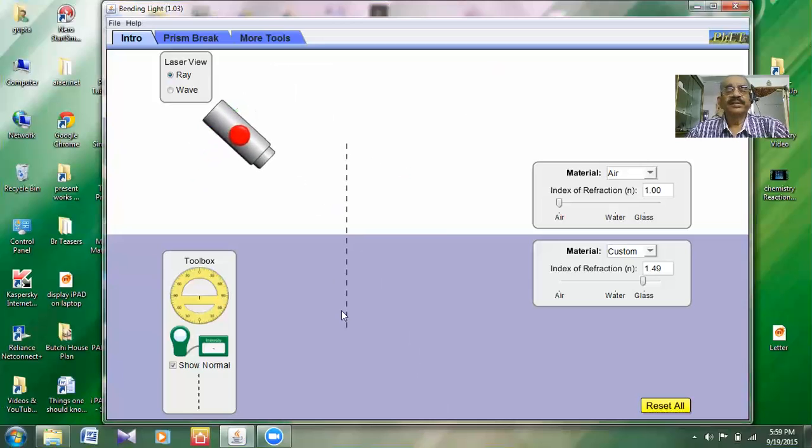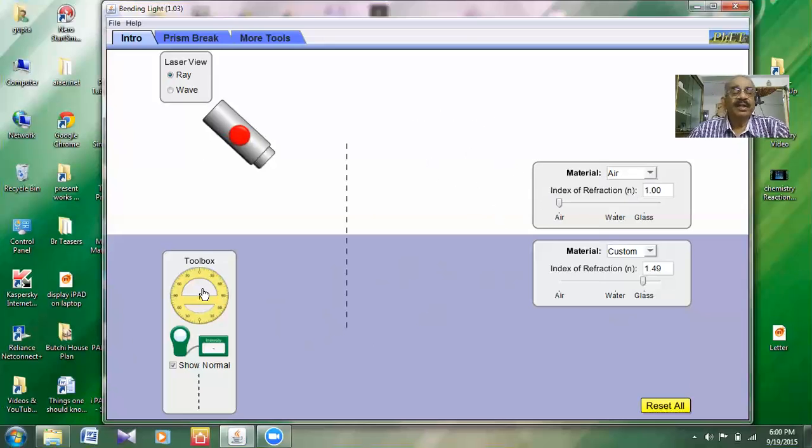Now this is the normal. As such, for refraction, you have two media. On the top, the white one is a rarer medium. You see here it is air. And the bottom, the colored one, is a denser medium where it is set to glass. The refractive index being 1.49, the refractive index of air being 1.